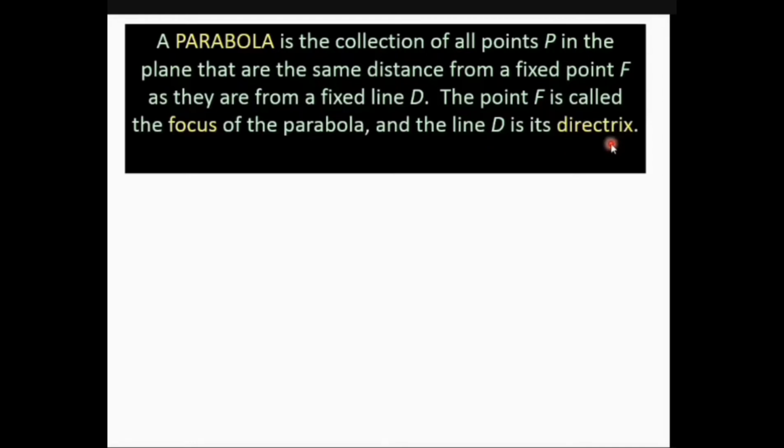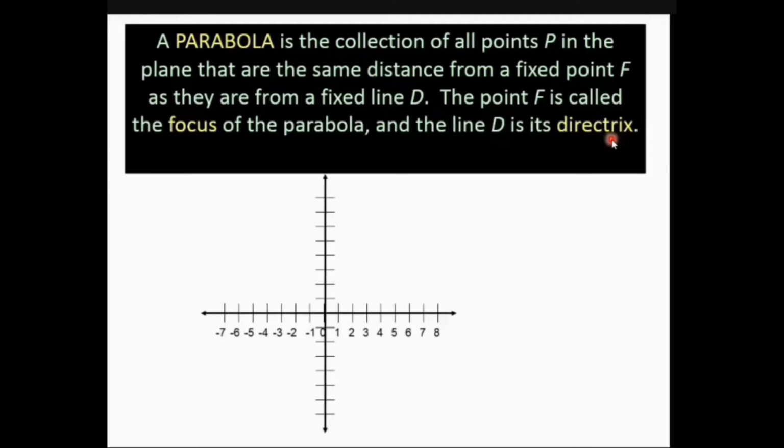Okay, so for us to be able to define a parabola, we need to understand 2 important terms. The first one is the focus, which is a point, and the second one is the directrix, which is a line. Okay, so for us to better understand this, let us have an illustration in the Cartesian plane. So if we have here the focus of the parabola, which is a point, and we have here the directrix of the parabola, which is a line.